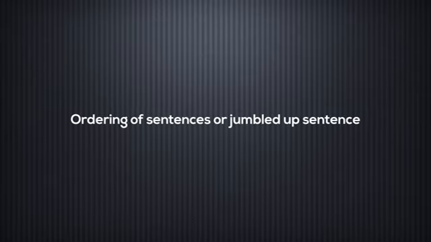In this chapter, we're studying the ordering of sentences, or jumbled up sentences. Here, 5 or 10 questions relating to arranging of sentences are asked. These sentences are parts of a paragraph. We need to place these sentences in proper sequence in order to form a coherent and meaningful paragraph.